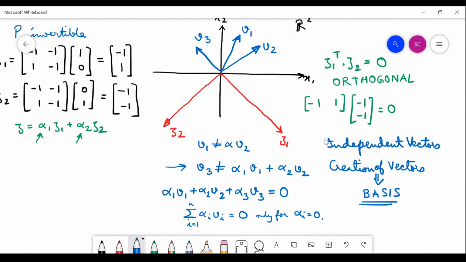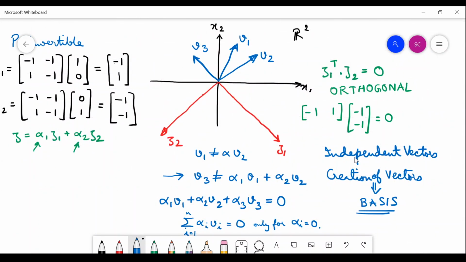Basis is basically a set of independent vectors with the help of which we would be able to create any other vector in the said vector space. So suppose we are considering the R2 space. Here v1 and v2 was a set of bases because they are independent vectors, and with the help of these two vectors we would be able to create any other vector lying on the R2 space. Similarly, x1 x2 was also a basis.